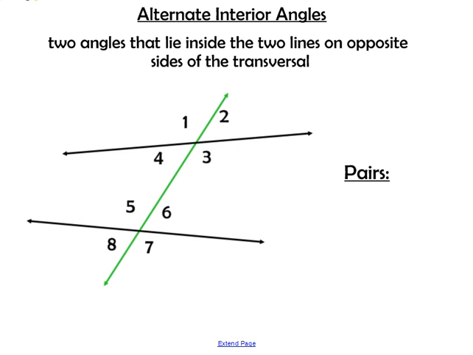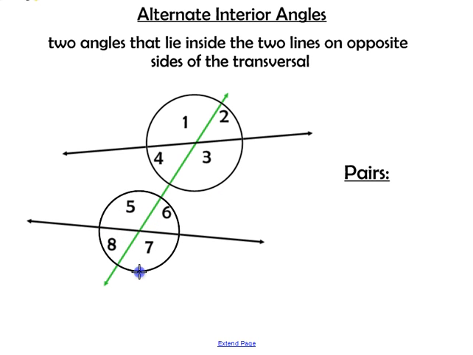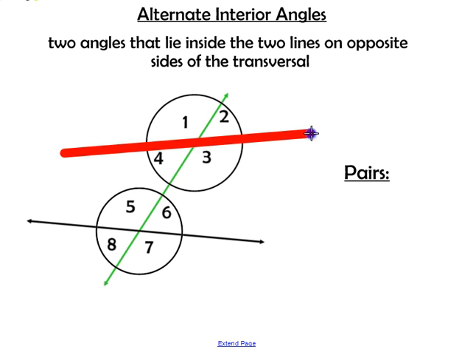Alternate interior angles are two angles that lie inside the two lines on opposite sides of the transversal. So it's very similar to the alternate exterior angles, except this time we're talking about alternate interior. So let's go ahead and start by drawing our two circles, and then we're going to highlight those two lines again. So remember, we're always highlighting the ones that are not the transversal.